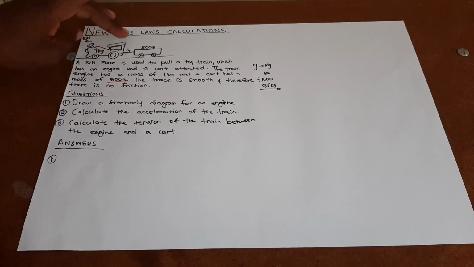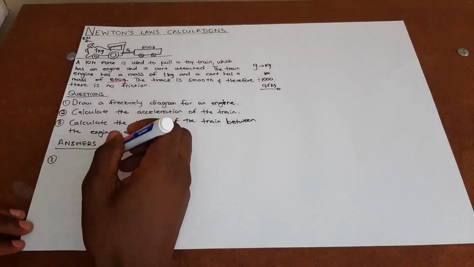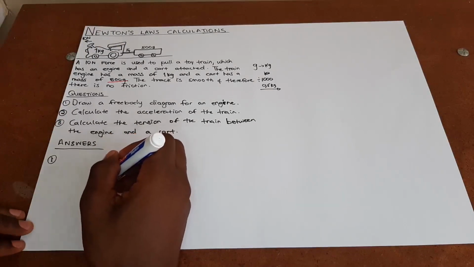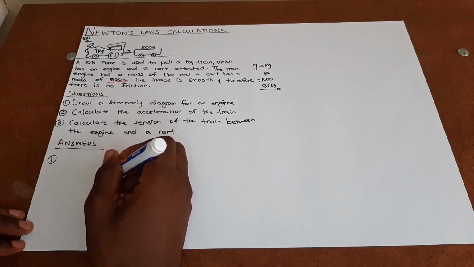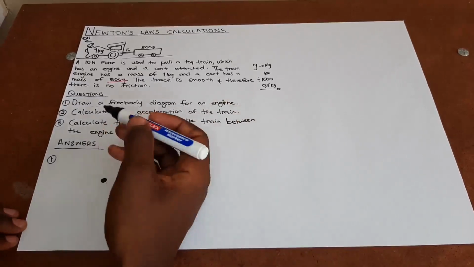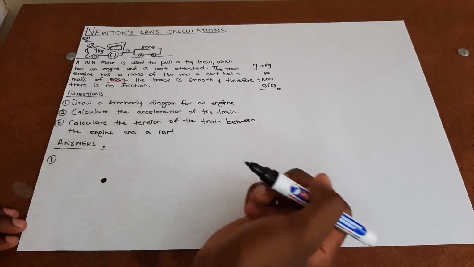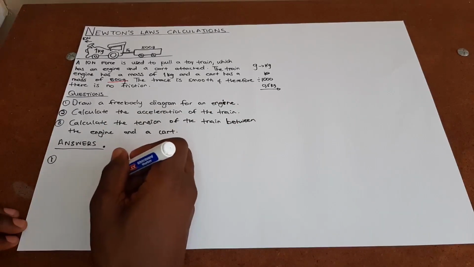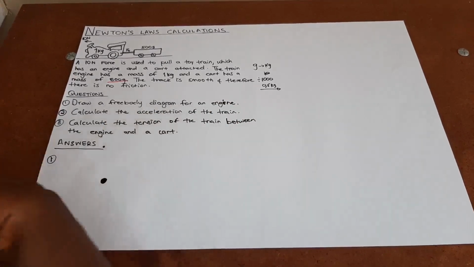Mind you, the engine is this 1 kg object. So let's make a dot. The dot, mind you, must be quite big all the time. It must not be small. It might be quite bigger like this.